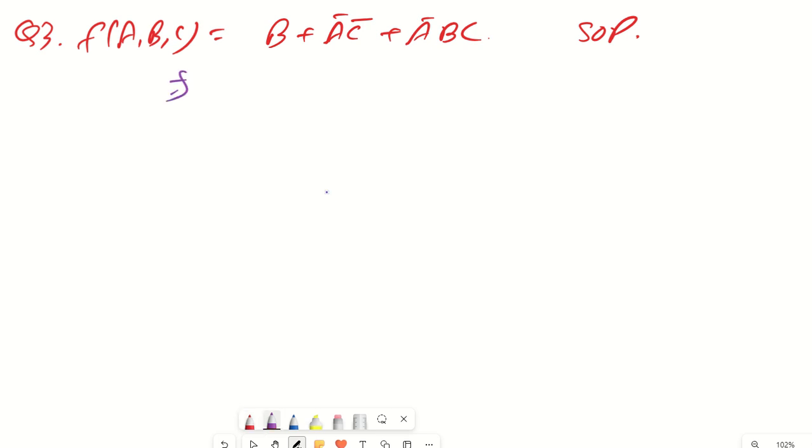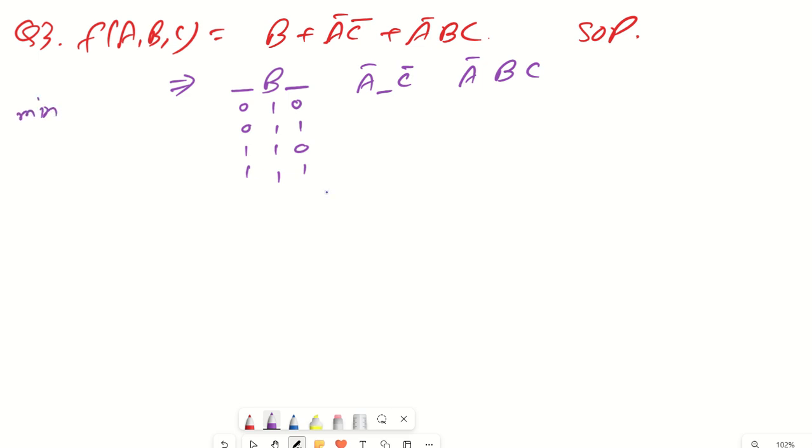We can take up all the variables properly. So a b c, then a bar b c bar, then a bar b c. This is how we are going to write down. Then we can have 0 0 0 1 1 0 1 1, and b will take 1 1 1 1. We are writing min terms. A will be 1 and a bar will be 0. So this is how we are understanding.